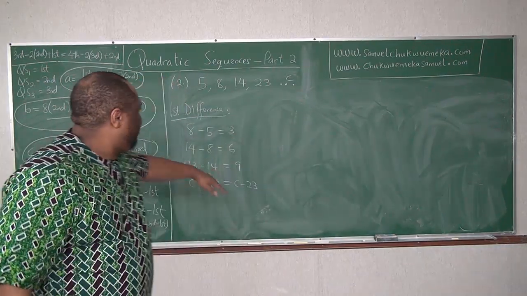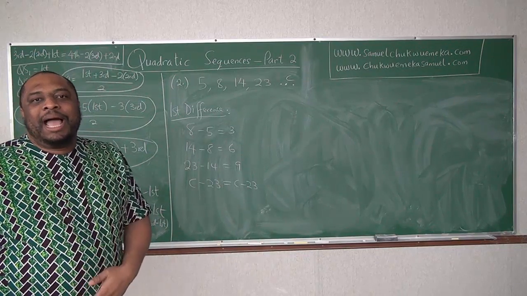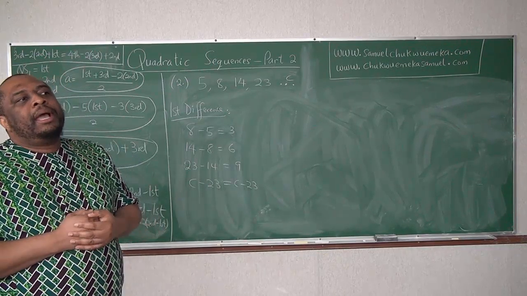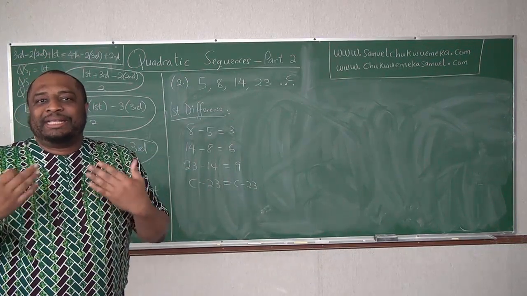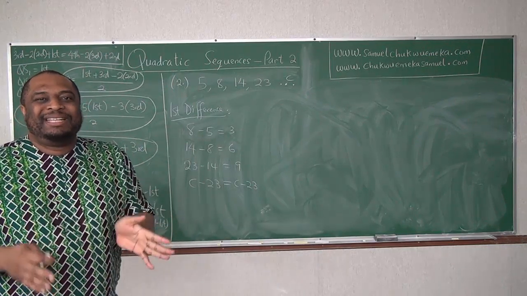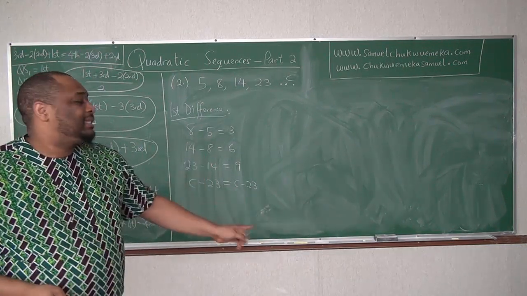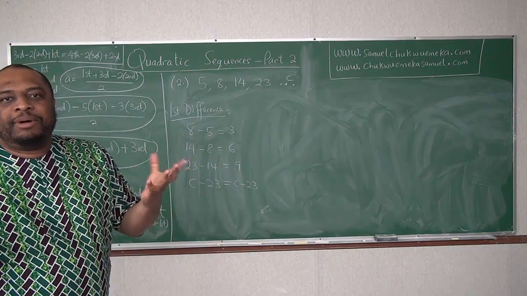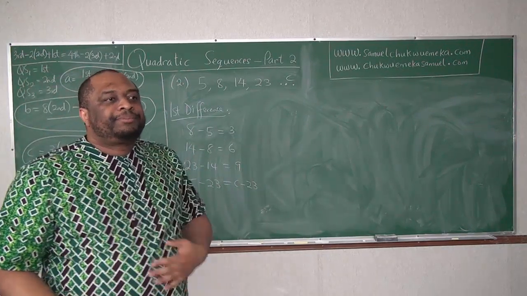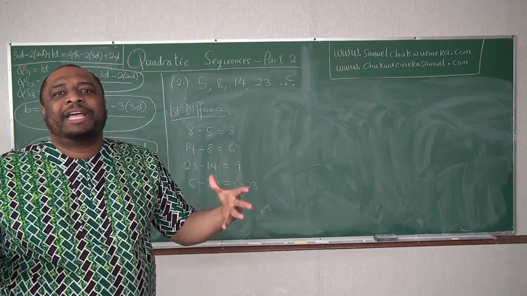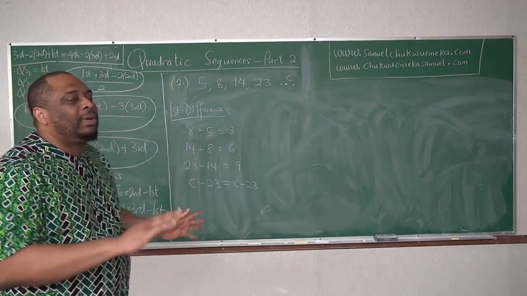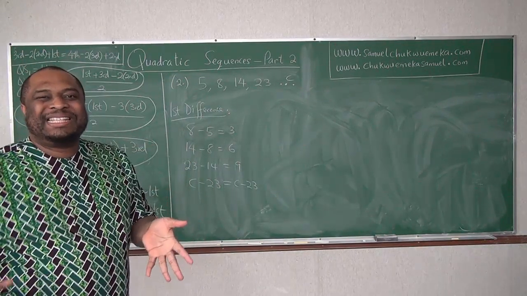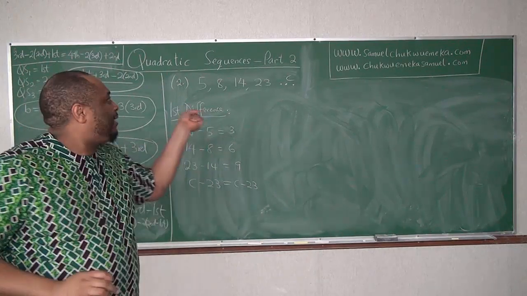So we did the first difference first. And then with the second difference, the second difference will be the same. And that is how you know that it is a quadratic sequence. If it is a linear sequence, the first difference is the same. Common difference, that's why it's common. In the quadratic sequence, they have a common second difference. We discussed that in part 1.